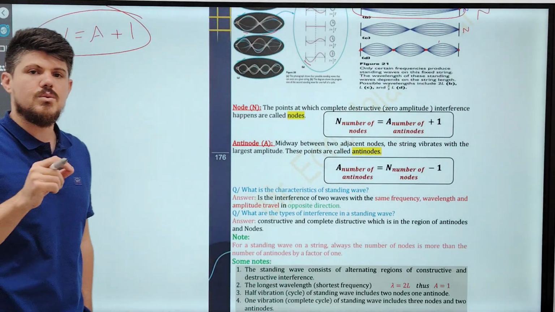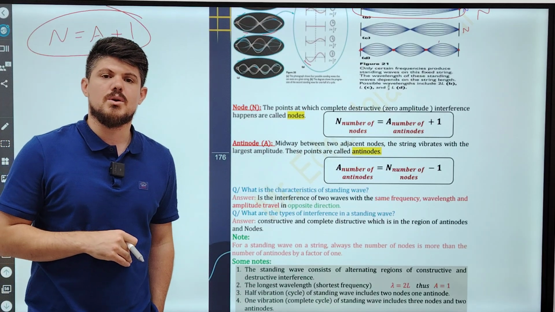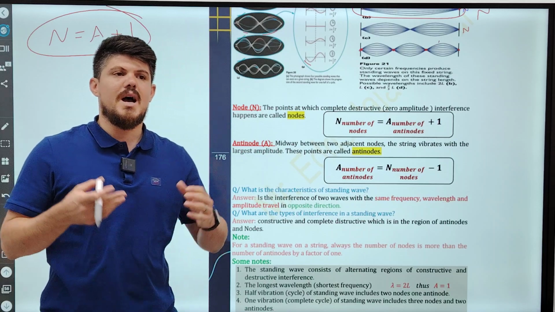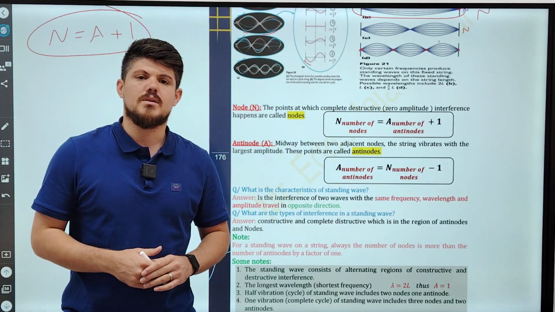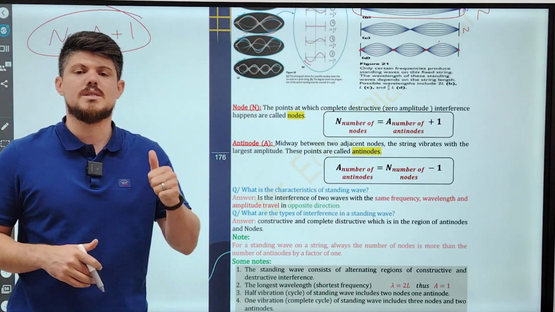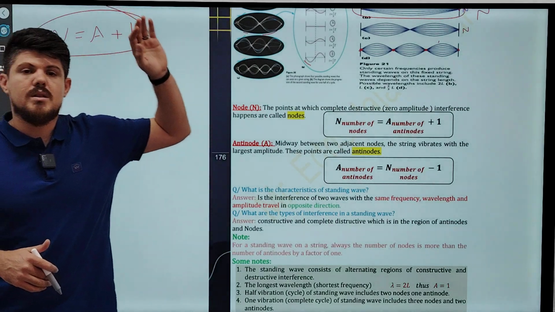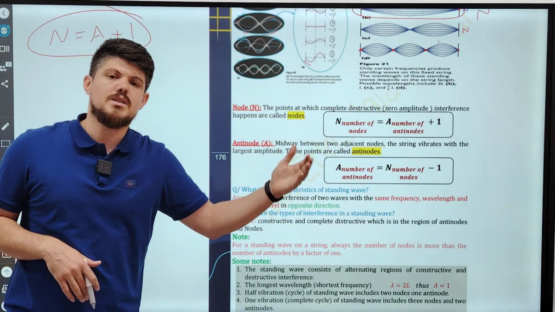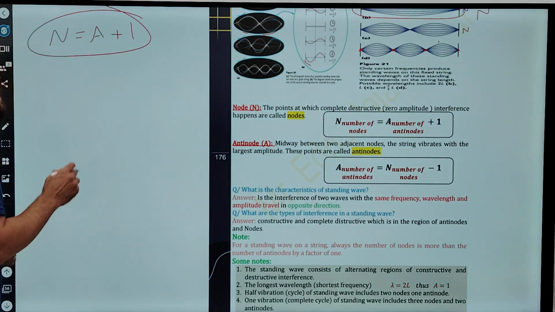So it means that in a standing wave in a string, the number of nodes is always bigger than the number of antinodes by a factor of 1. For example, in a standing wave, if we have 30 antinodes, how many nodes do we have? We have 31 nodes. How can we determine the number of nodes in a standing wave for the string? By using this equation. For example, if we have 20 antinodes, how many nodes do we have? We have 21 nodes.